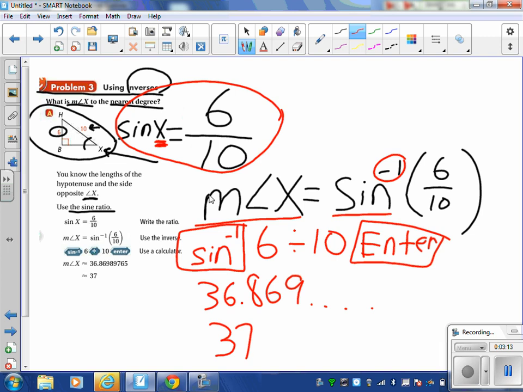So when I'm asked to find the measure of angle x, I still use my sine formula and write it sine x equals 6 over 10. But since I need to find the measure of that angle, I need to rewrite it. So I have the measure of angle x is the sine to the negative first power times 6 over 10.